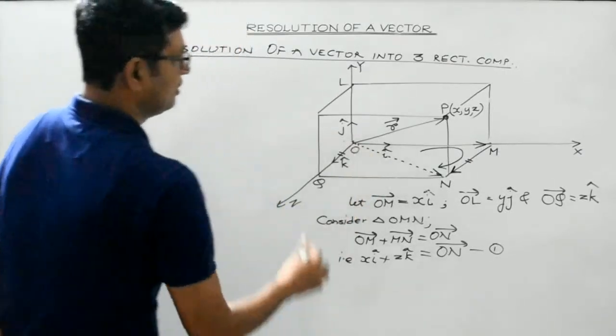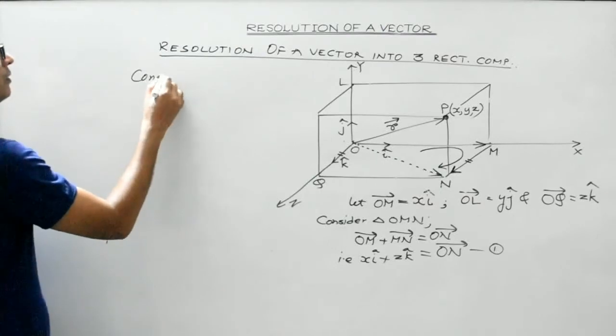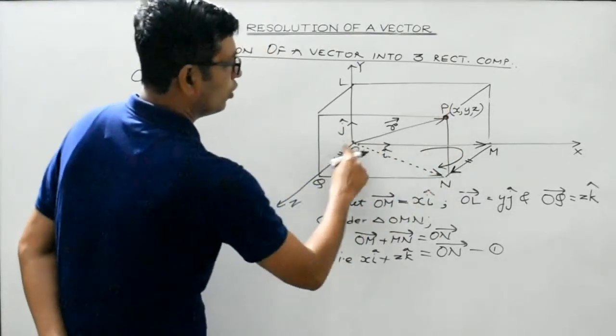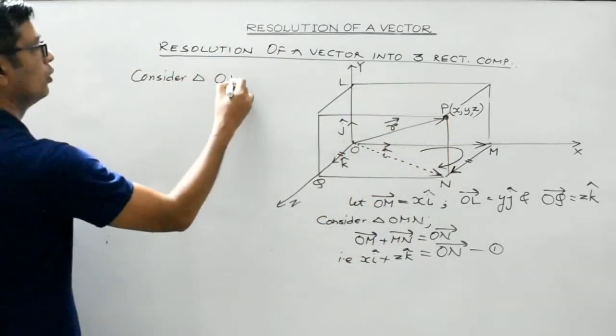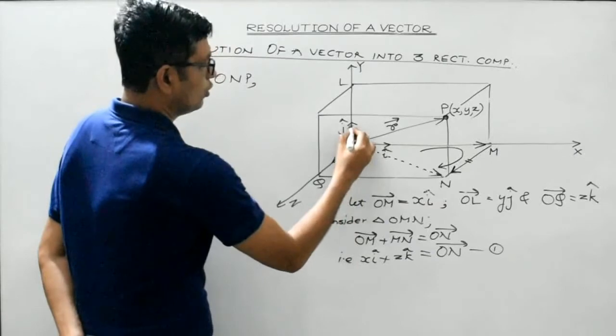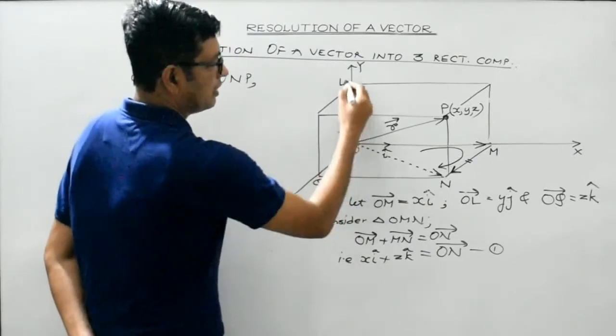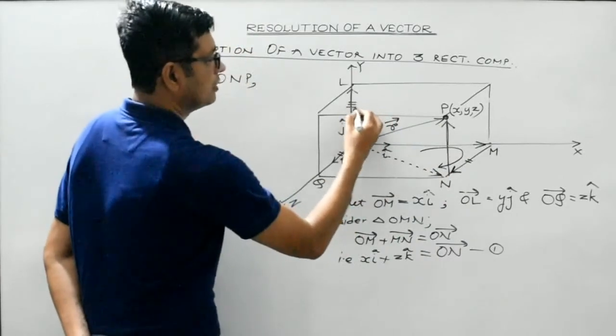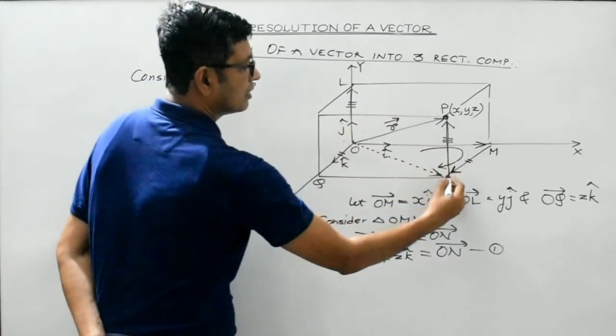Now consider this triangle, ONP. Now look, this is OL vector. It is equal to NP vector. These two are equal vectors, isn't it?